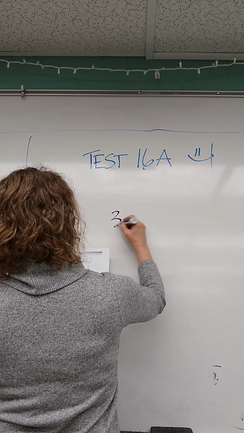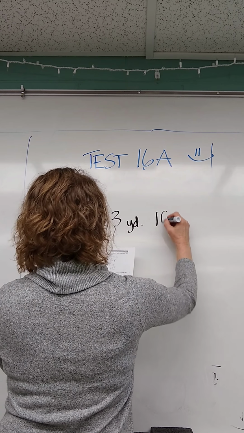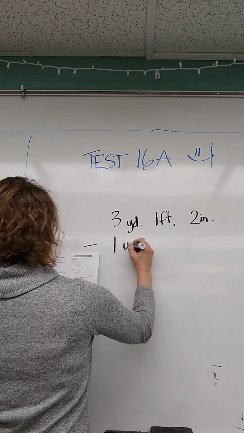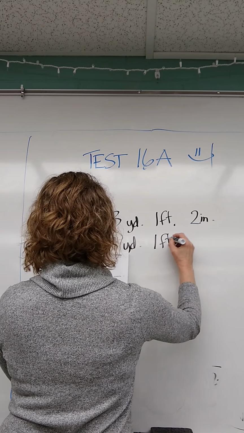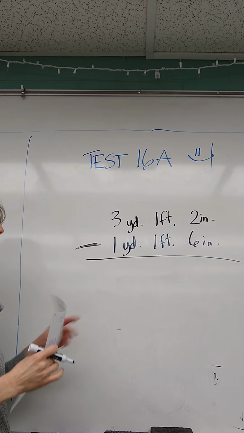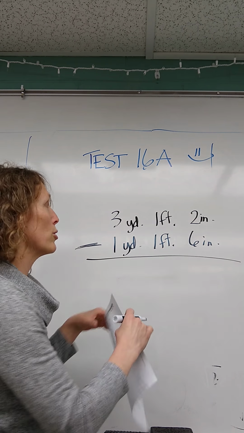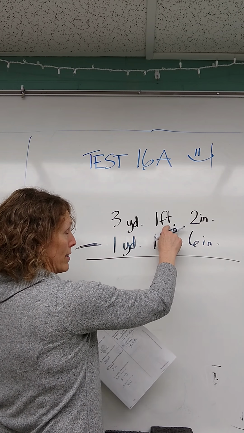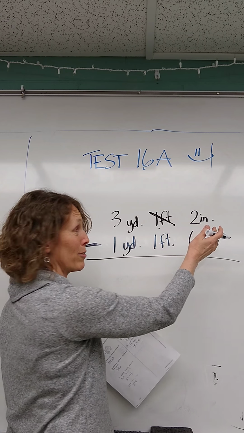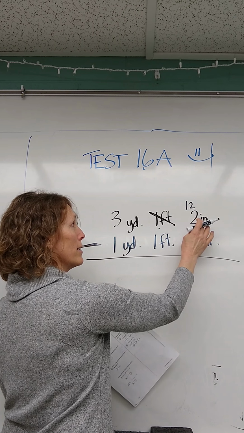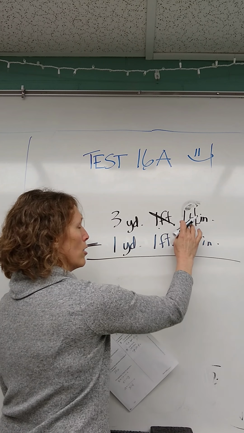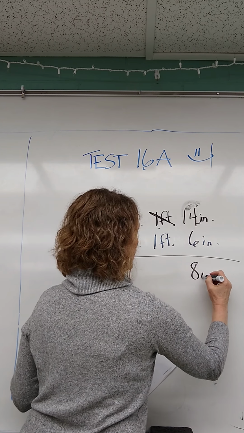Number 20, we have 3 yards, 1 foot, 2 inches, minus 1 yard, 1 foot, 6 inches. So first of all, I'm going to subtract. Notice it's subtracting. 2 take away 6 I can't do. I need to borrow from this 1 foot, I'm going to cross that out. That's 12 inches, right? So I'm going to add 12 inches. 12 plus 2, this becomes 14. 14 inches minus 6, I have 8 inches left.